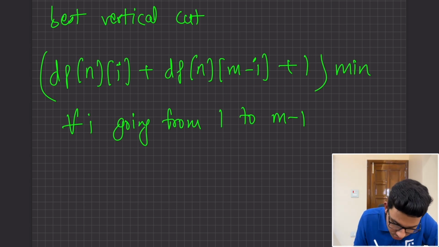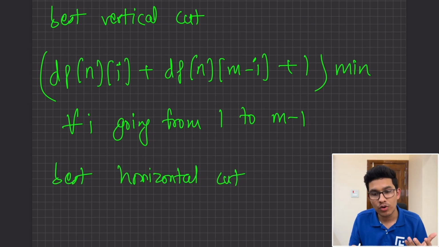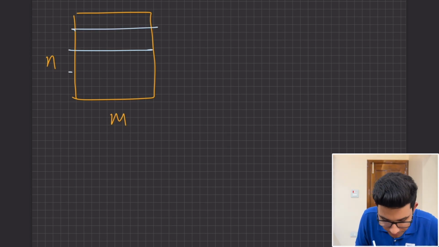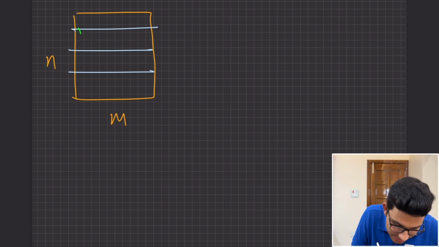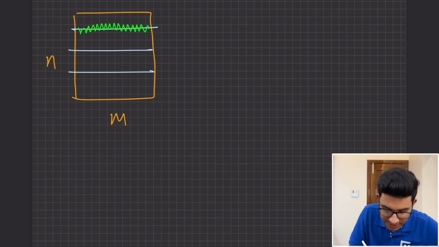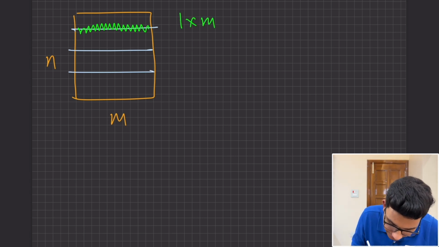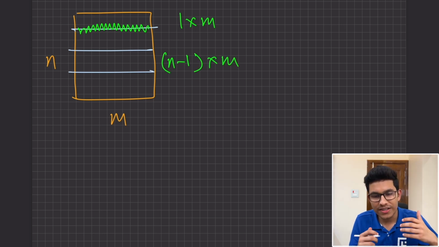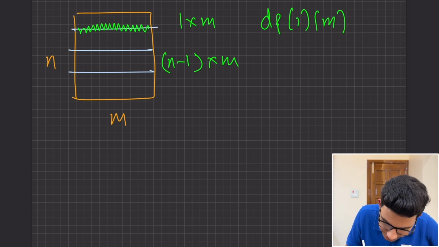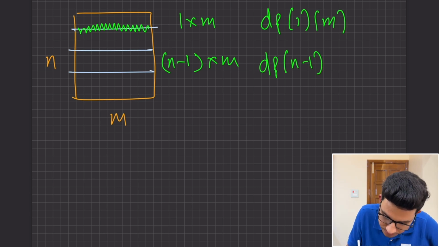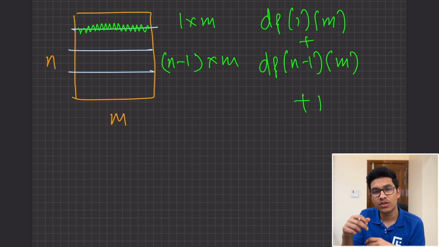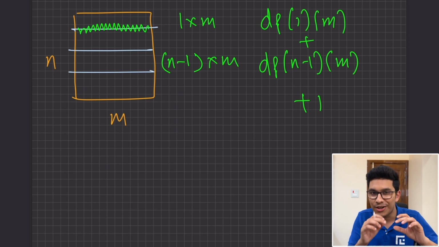Similarly, what could be the best horizontal cut? If you're making a horizontal cut, how would that work? See, if this is n cross m, your horizontal cut would look something like this, right? You would make the horizontal cuts like this. Let's suppose this is the first horizontal cut that you're making, what is this splitting the rectangle into? It is splitting the rectangle into 1 cross m and n minus 1 cross m. Yes, so what are going to be the DP states for these? This is simply going to be DP of 1 cross m, and this is going to be DP of n minus 1 cross m. Yes, and you would add a plus 1 to find out the total number of cuts required to convert n cross m into squares such that you make a horizontal cut.